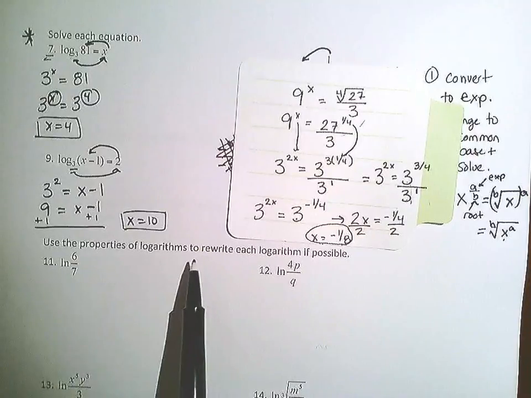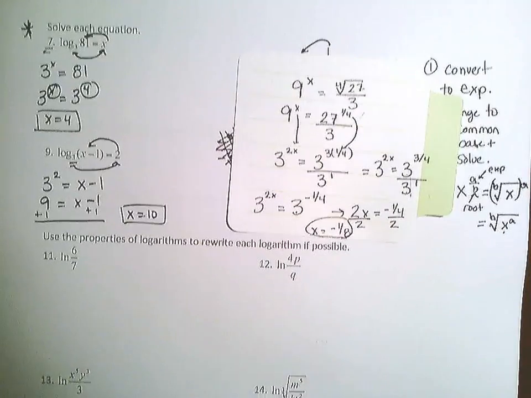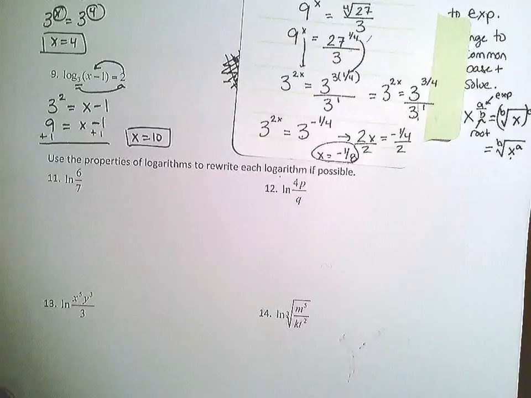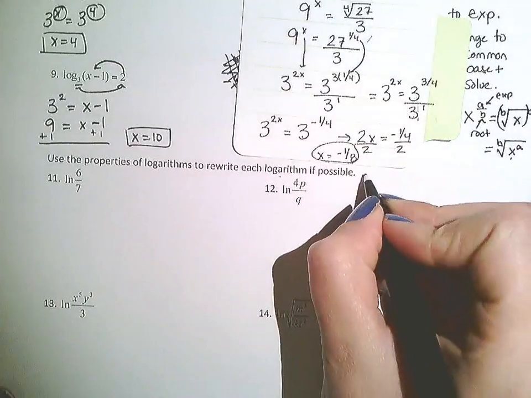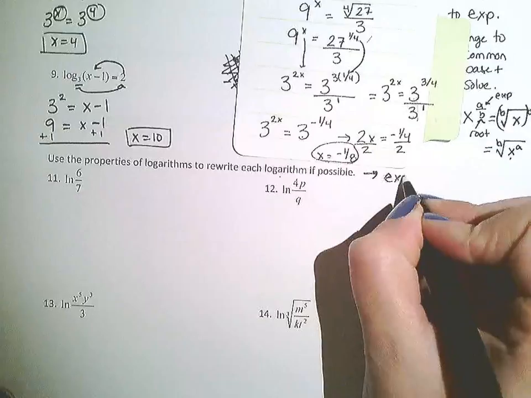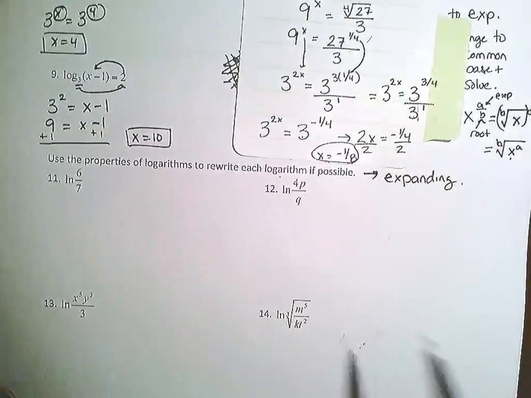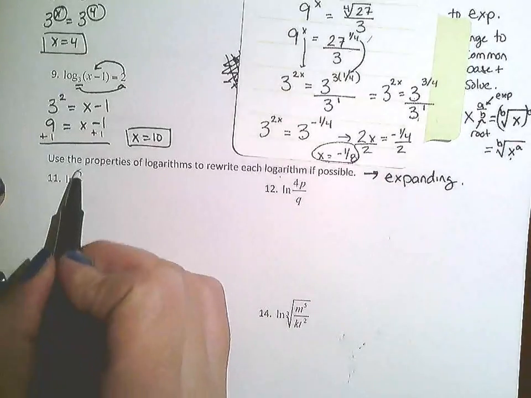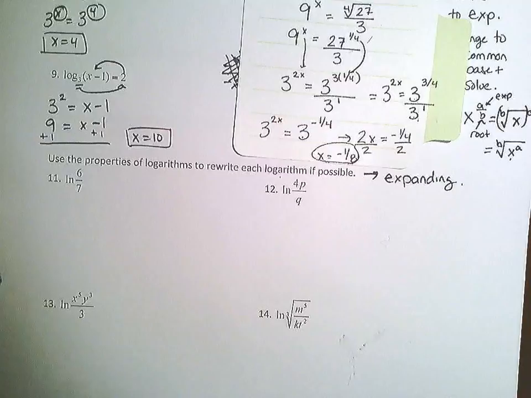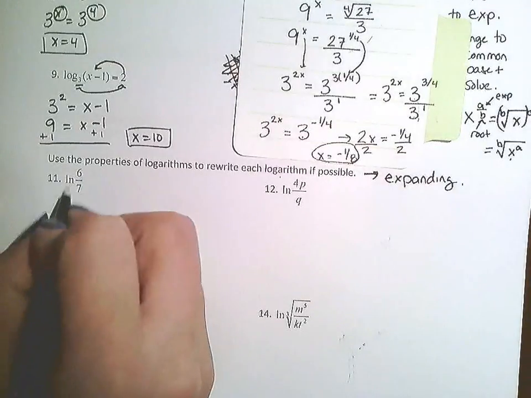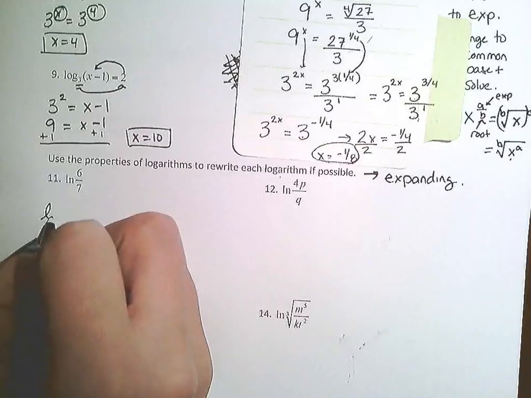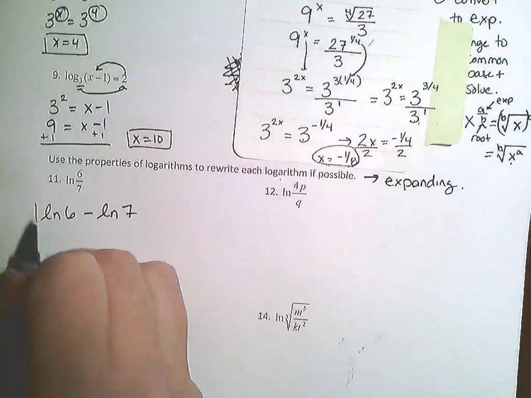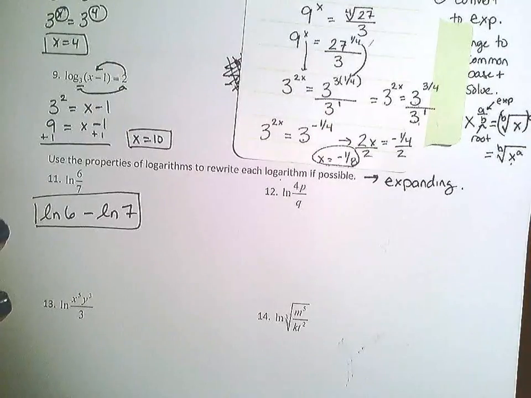So now we're using the properties that we talked about in the previous video. We're going to use the properties to rewrite each logarithm if possible. Basically, for this part, we are expanding. And the only reason I know that is because everything is kind of compressed in all of these problems. So here I have division. So how do I separate that? Anytime you have a log with division, you can separate the two things being divided using subtraction. Pretty easy for this one.